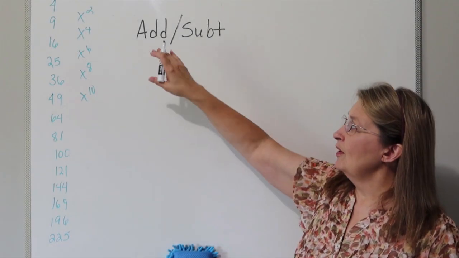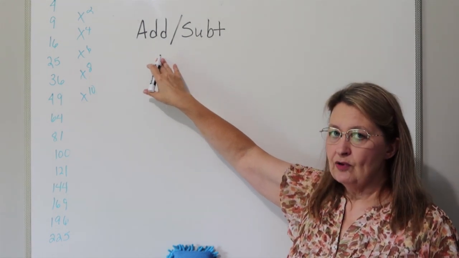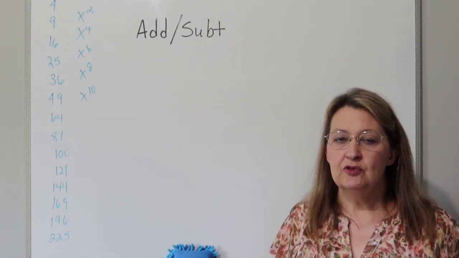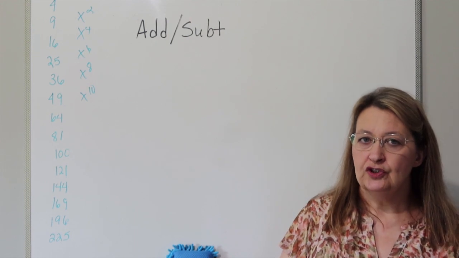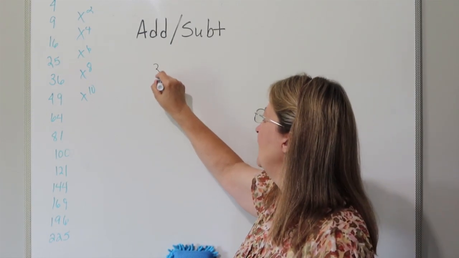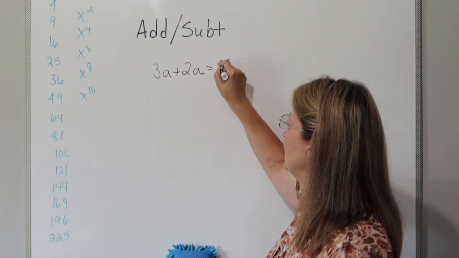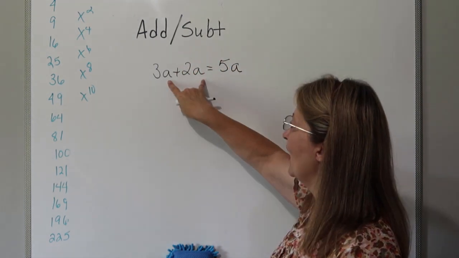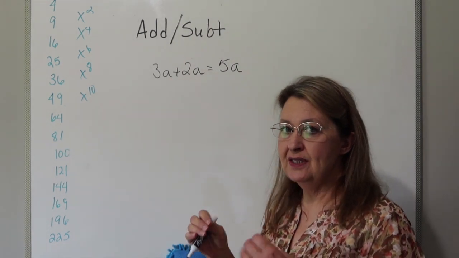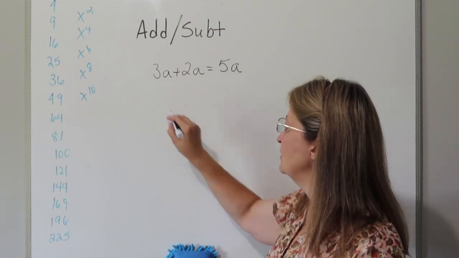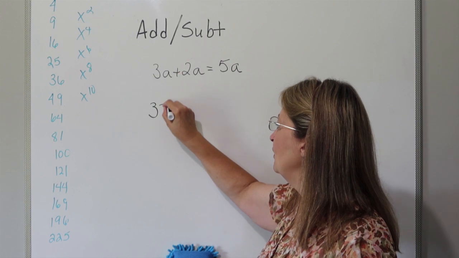Okay, let's wrap it up by looking at how to add and subtract radicals. When you are adding and subtracting, you treat a radical just like a variable. If I had 3a plus 2a, I'm going to get 5a. Your a stays the same. You just use it to match, and then you add the coefficients. It's going to be the same way with a square root.